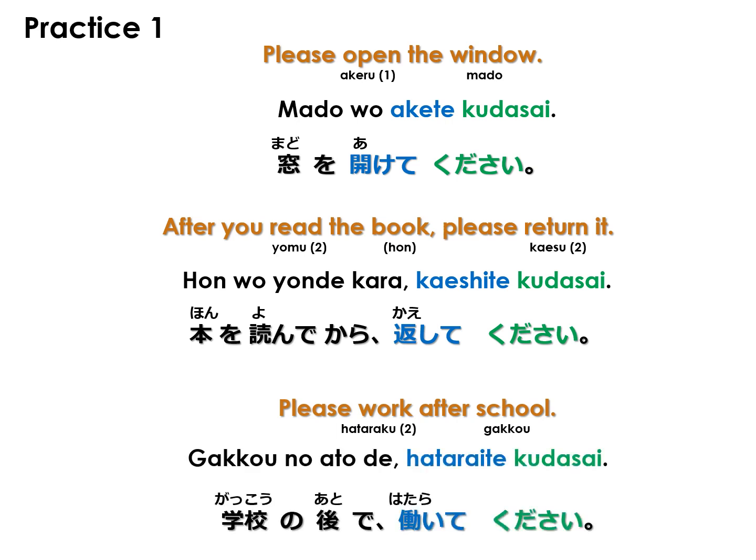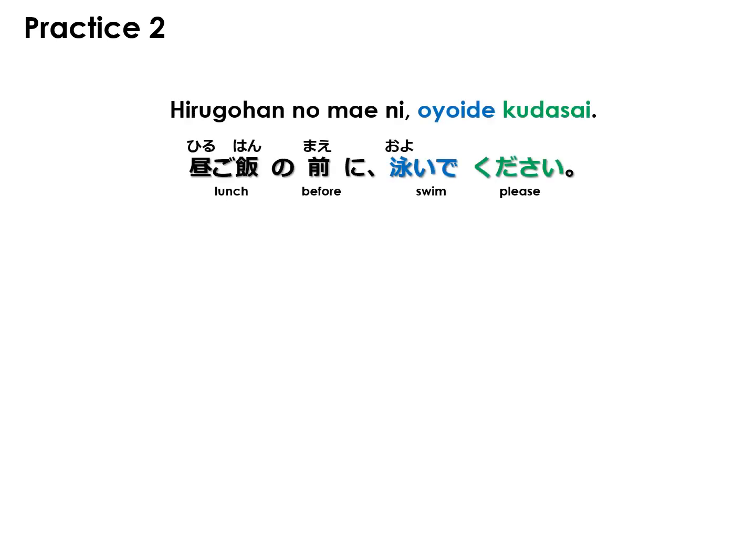Please work after school. 学校の後で働いてください。Now translate these Japanese sentences into English. The English translation of words is written for you underneath the Japanese words. 昼ご飯の前に泳いでください。In English, please swim before lunch.